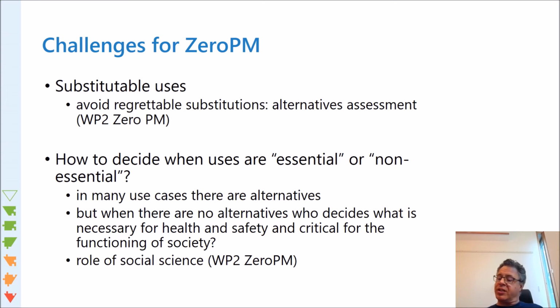Firstly, for uses that are considered substitutable, we must be careful not to introduce regrettable substitutions. This is why we're investing considerable effort into novel alternatives assessment methods in Work Package 2 of ZeroPM.